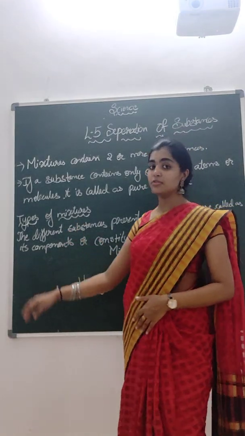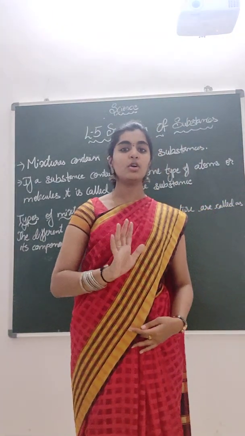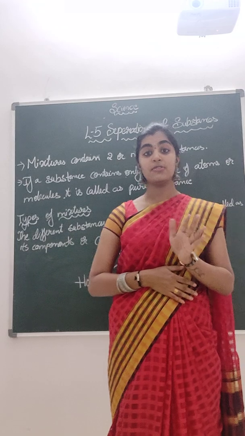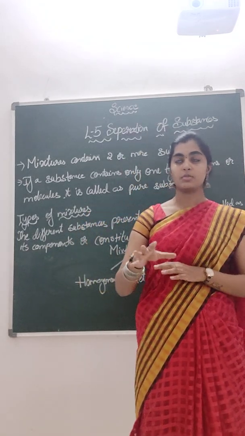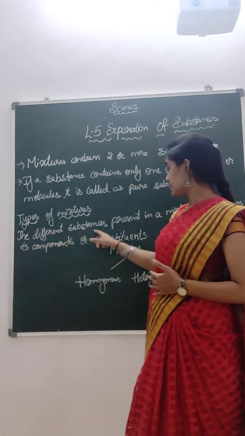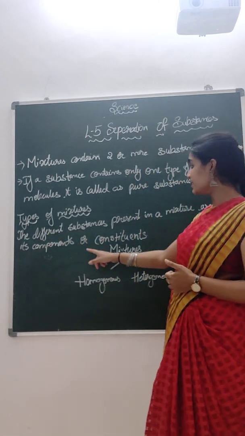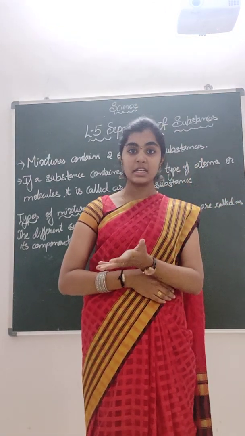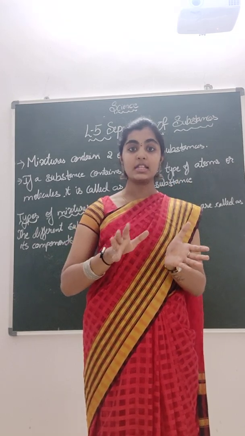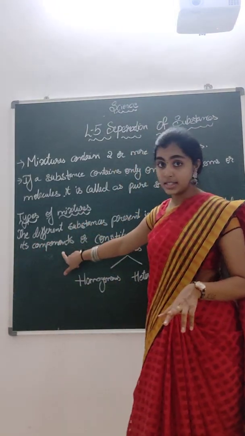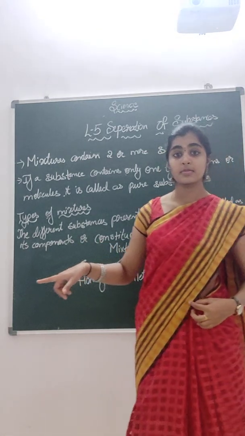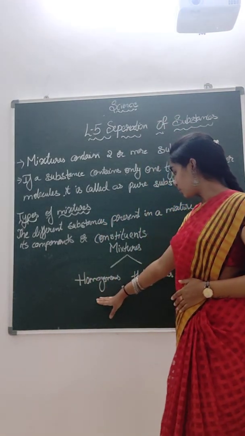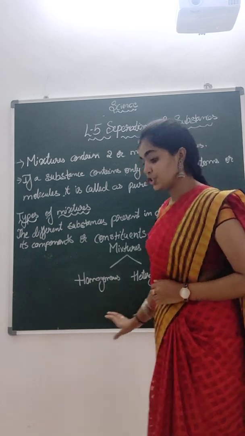Now, we have types of mixtures. We know what mixtures are. A mixture is nothing but a combination of 2 or more substances. The different substances present in a mixture are called its components or constituents. As a mixture is a combination of many substances, these substances together are called components or constituents. Understood? Now we have 2 types of mixtures. The first one is a homogeneous mixture, the other one is a heterogeneous mixture.